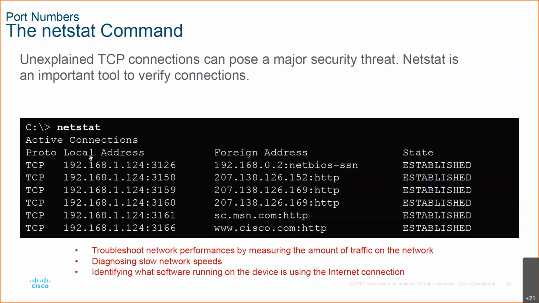How can you know which IP address and on which port the connection has been established, and which one it is using? For example, here we can see that the foreign address that's trying to access the connection is HTTP. So this is one way you can troubleshoot and diagnose your slow network speeds. You will learn more about netstat in CCNA 2 and 3.